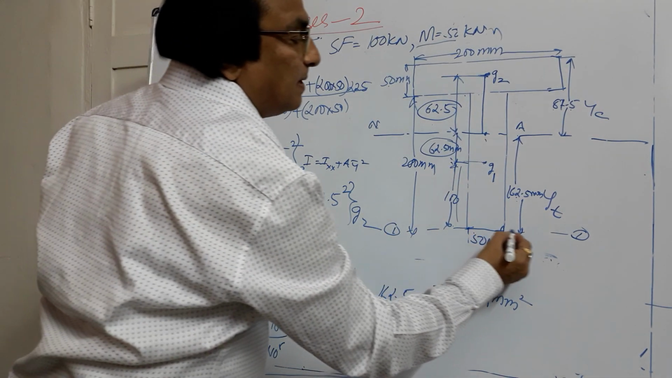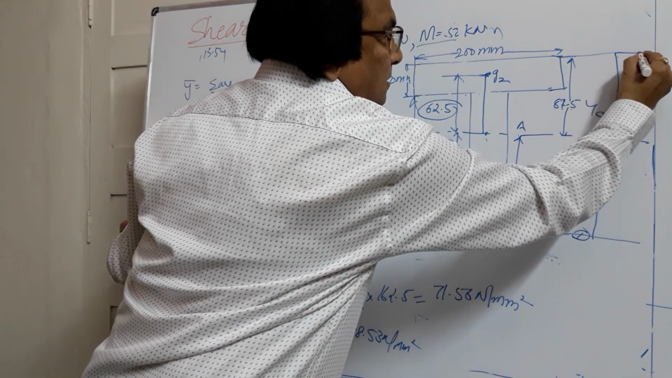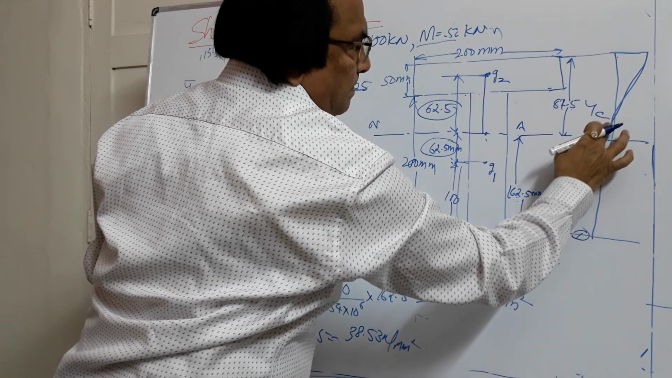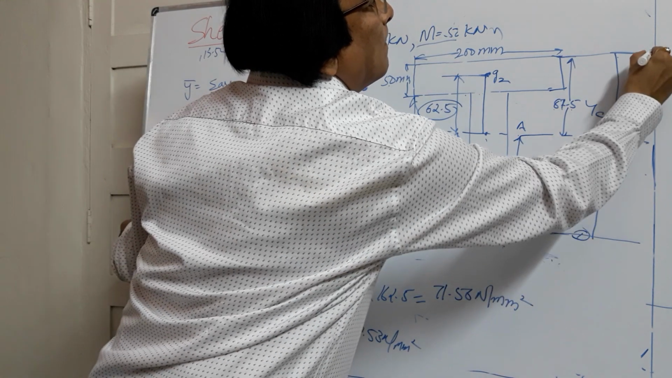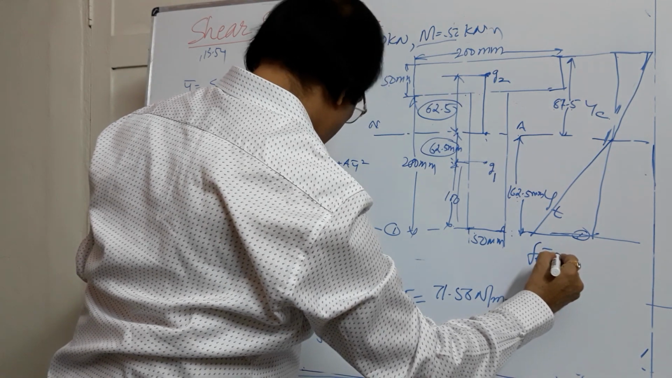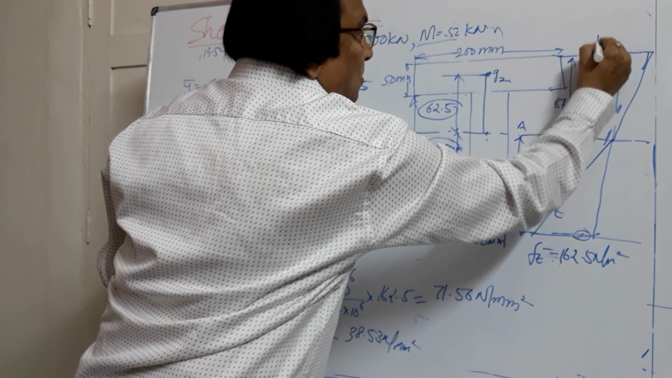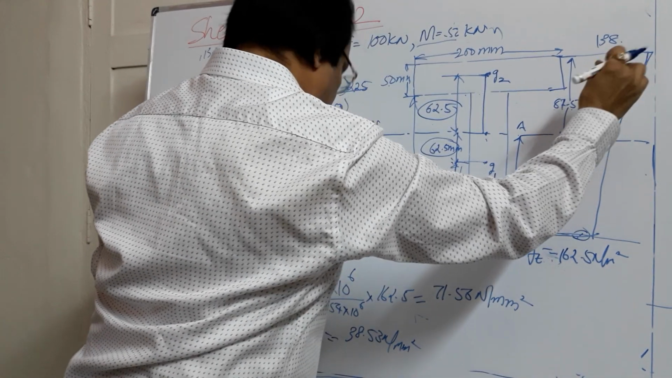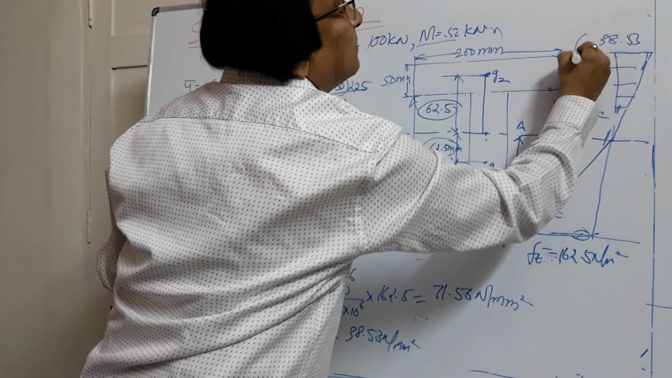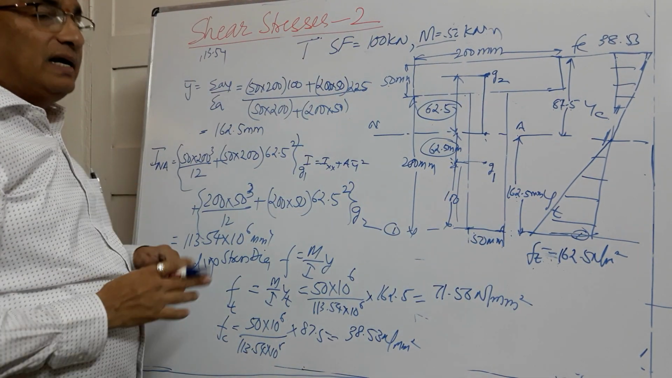If you draw the bending stress diagram here, this is compression and this is tension. So this is Ft equal to 71.56 Newton per mm square and this is 38.53 Newton per mm square. This is in compression, Fc, and this is in tension, so this value will be Ft. So this is the bending stress diagram.